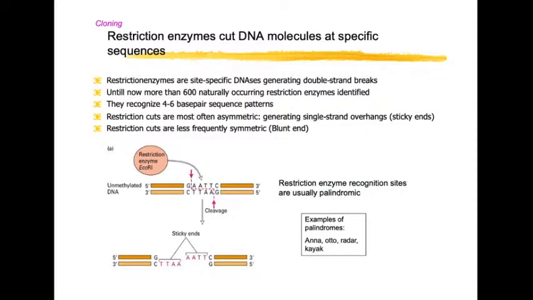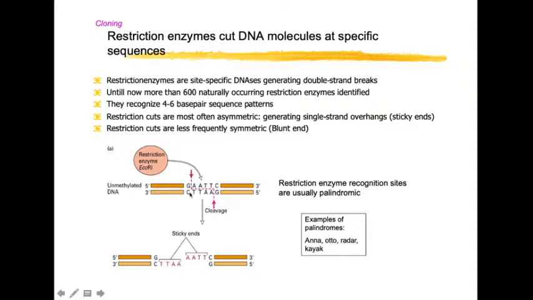Restriction enzymes cut DNA molecules at specific sequences. Restriction enzymes are site-specific DNA-cutting molecules. Until now, more than 600 naturally occurring restriction enzymes have been identified, and they recognize 4 to 6 base pair sequence patterns. Restriction cuts are most often asymmetric, generating single-stranded overhangs. Restriction cuts are also, less frequently, symmetric.